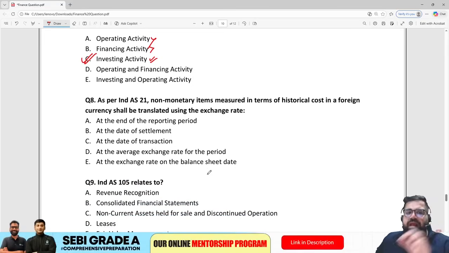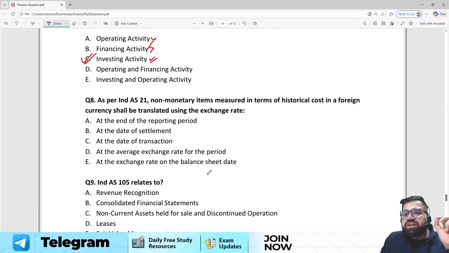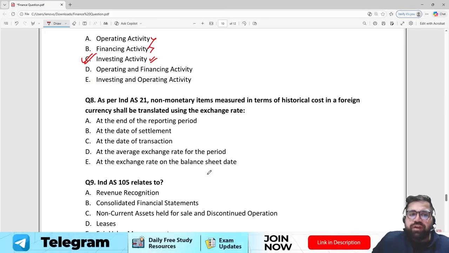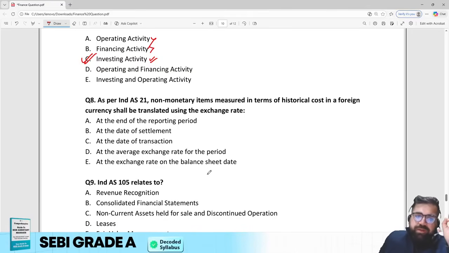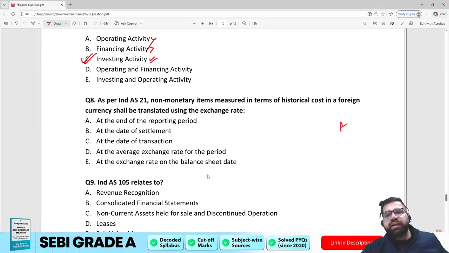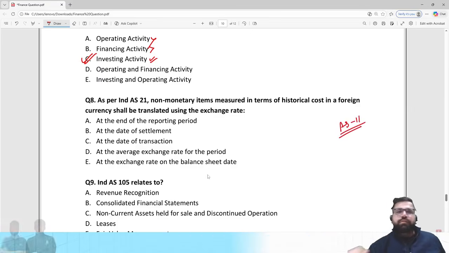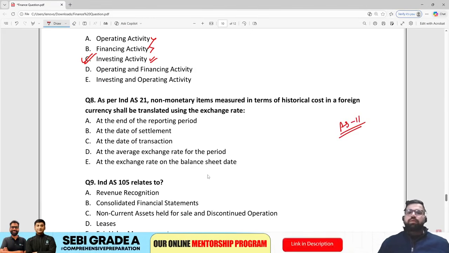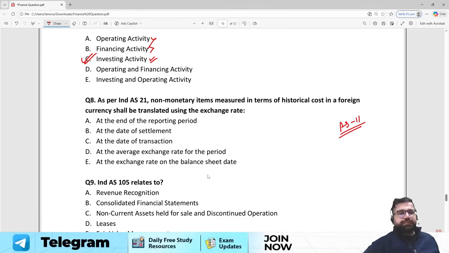Question number 8. As per Ind AS 21, non-monetary items measured in terms of historical cost in foreign currency shall be translated using the exchange rate of what? At the end of reporting period, at the date of settlement, at the date of transaction, or at an average rate of period. Now, if you have studied AS 11, accounting for foreign exchange transactions, then you can answer it. The correct answer will be option number C, which is date of transaction.